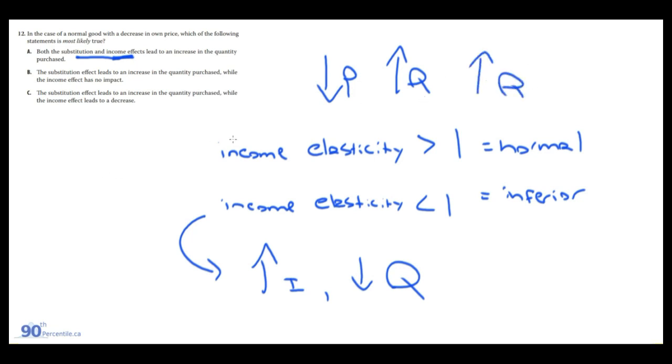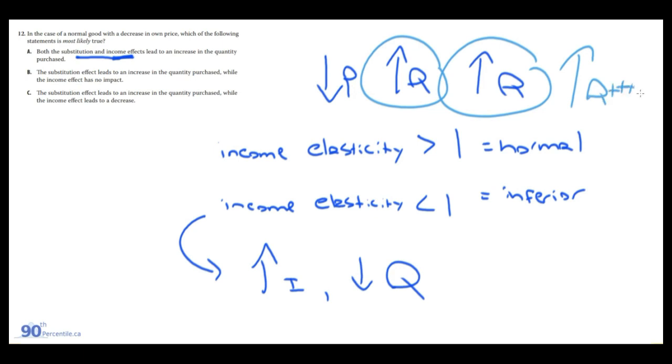So think of it as two effects. You have the substitution effect of the price of the good decreasing, so you demand more. And you have your income increasing combined with the price decreasing, so you have more purchasing power, and then overall you're gonna demand more. So the answer is gonna be A here.